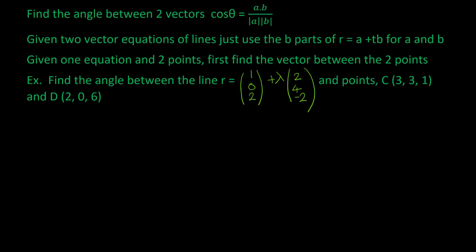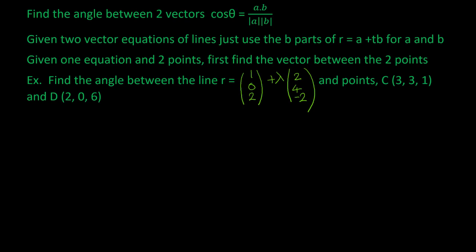It's quite common for you to be asked to find the angle between two vectors. We do this by rearranging the scalar product formula into cos theta equals a dot b over the modulus of a times the modulus of b. If you're given two vector equations of lines, just use the b parts for a and b. If you're given one equation and 2 points, first find the vector between those 2 points.